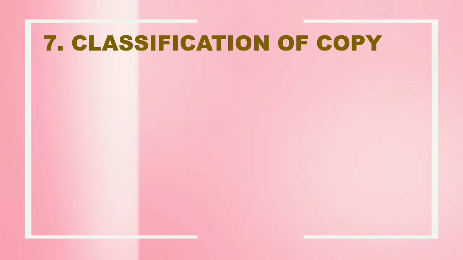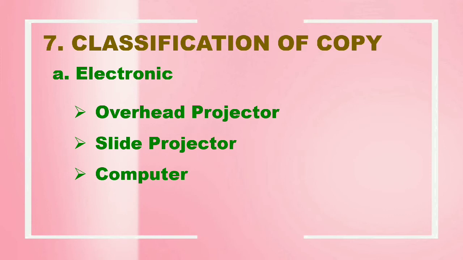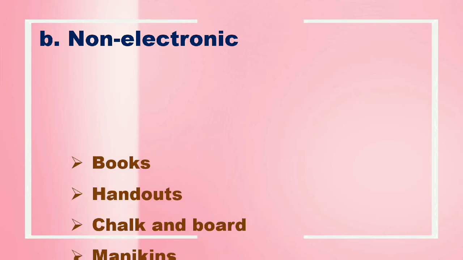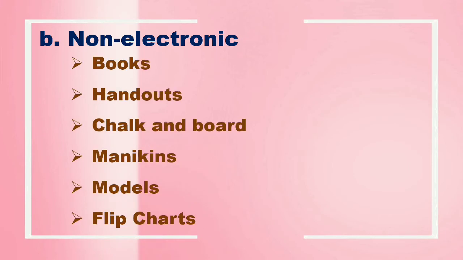Next, classification of copy. We have electronic. This means a soft copy or something that cannot be touched. So here are the examples: overhead projector, slide projector, and computer. Next, non-electronic or something that is hard copy and can be touched. So the examples for this are books, handouts, chalk and board, mannequins, models, and flip charts.